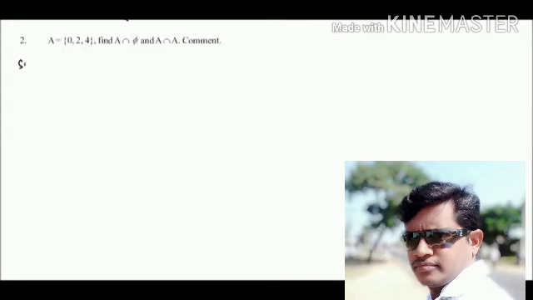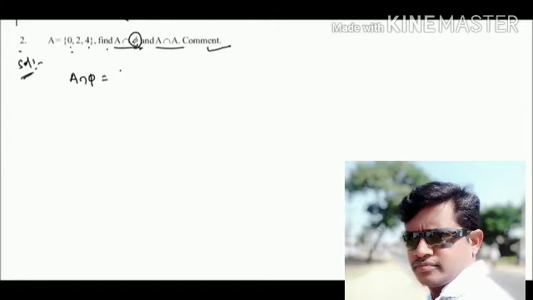Here is the solution for the second one. The second one: A = {0, 2, 4} is a set. Find A intersection null set and A intersection A, and comment on this. So he is asking for a comment on that. Given null, this is a null set. We need to find A intersection phi, where phi is a null set.